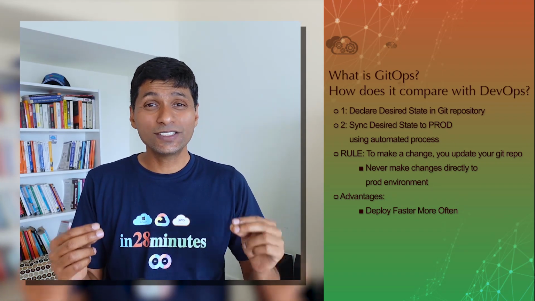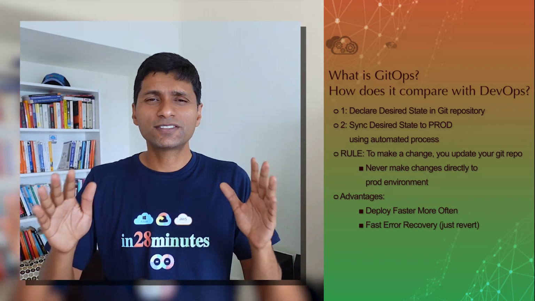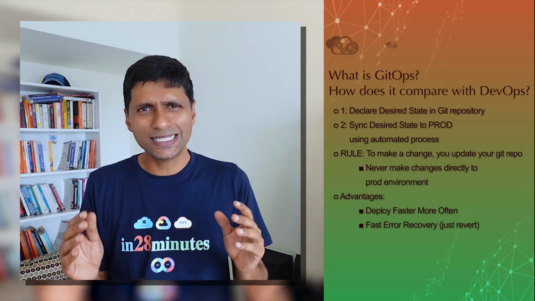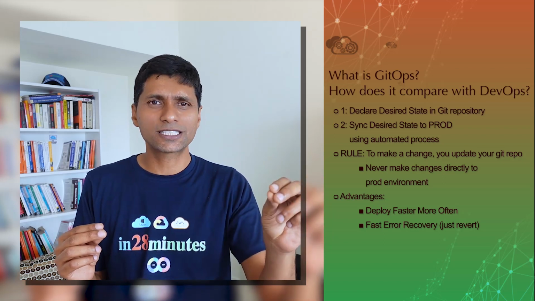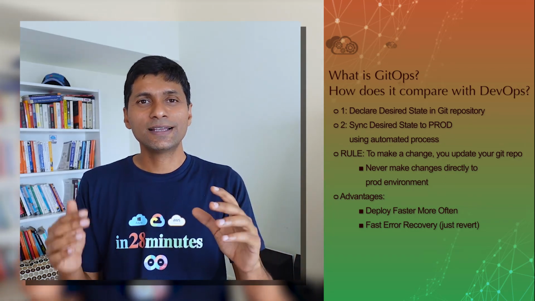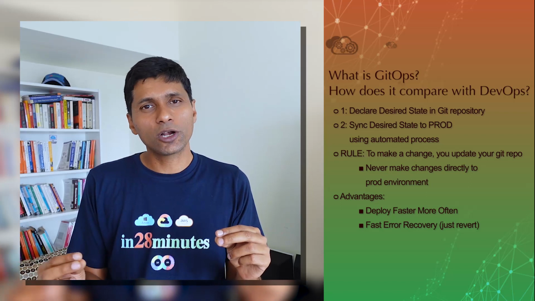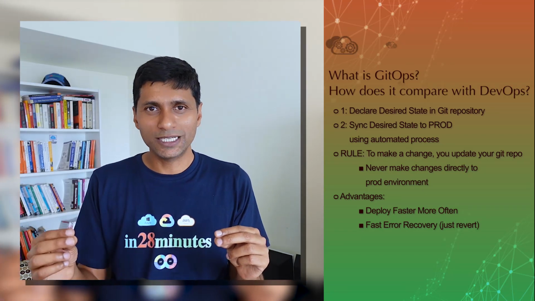The second advantage is faster error recovery. If something went wrong with your production release, it is very, very easy to roll back. All that you'd need to do is to roll back to a previous commit in your GitHub repository, and immediately the actual environment also will be rolled back to a previous state.